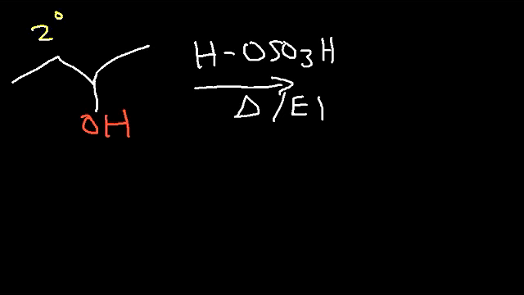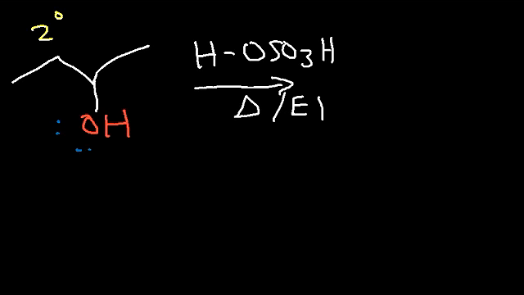So here we have a secondary alcohol. If you have a secondary or a tertiary alcohol, it's going to favor the E1 mechanism. If you have a primary alcohol, it's going to favor the E2 mechanism, because it's very difficult to form primary carbocations. So the first thing that's going to happen whenever you add an acid is protonation.